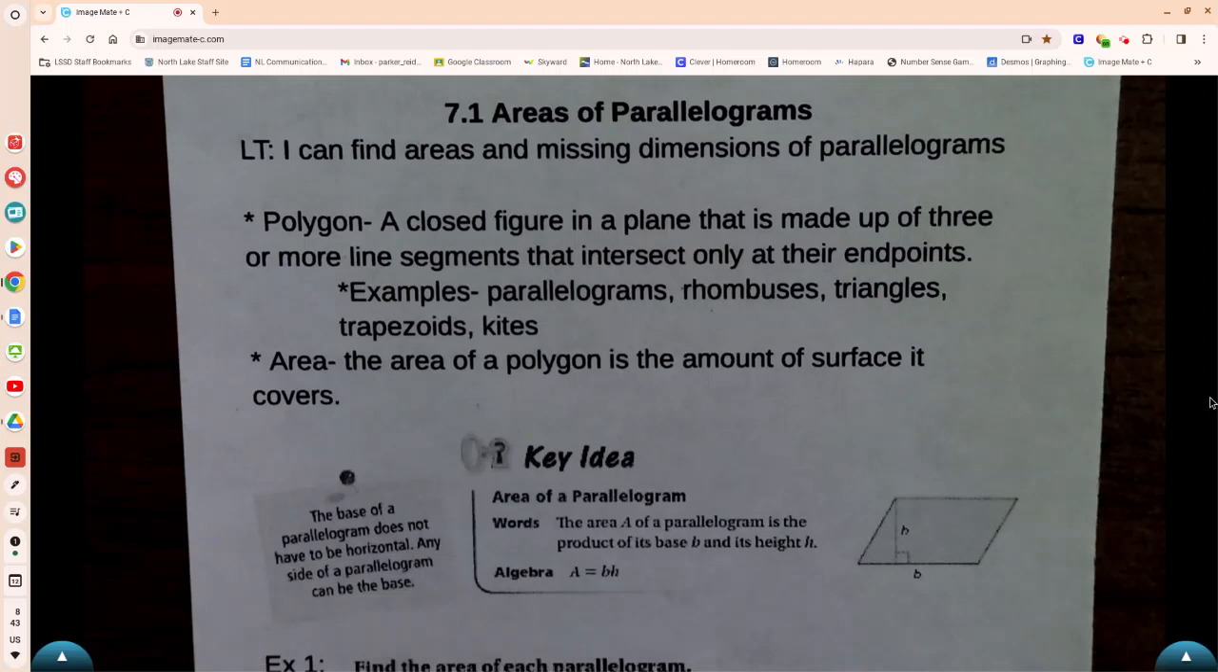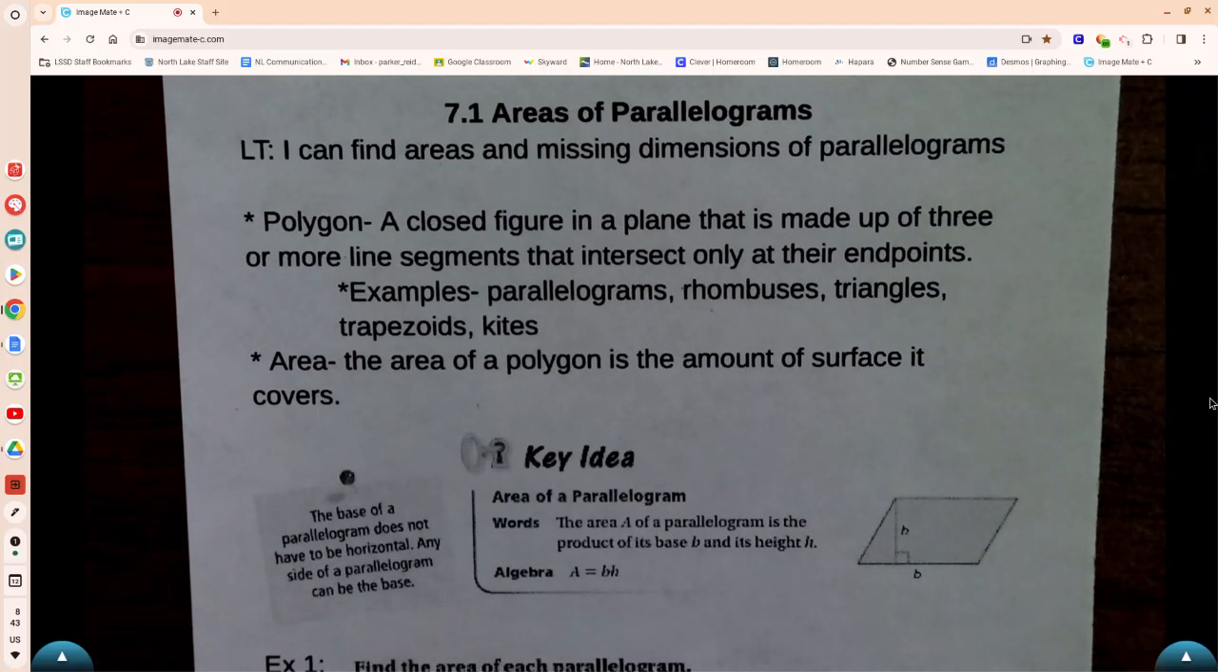So this is 7.1, and it's about the areas of parallelograms. Could I have a volunteer read the learning target for us, please? Kaden? I can find the area and missing dimensions of parallelograms. Awesome, thanks.